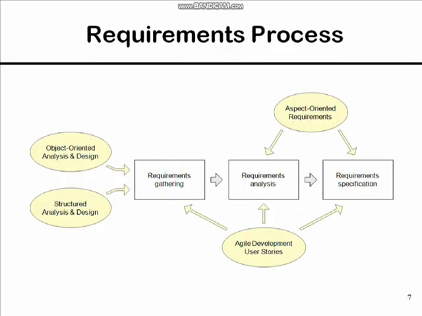A diagrammatic representation of the previous slide is shown. We can see the three main components: requirement gathering, requirement analysis and requirement specification. Requirement gathering gets input from object oriented analysis and design and structured analysis and design. The three components also get input from agile development user stories. Requirement analysis and specification get inputs from aspect oriented requirements.